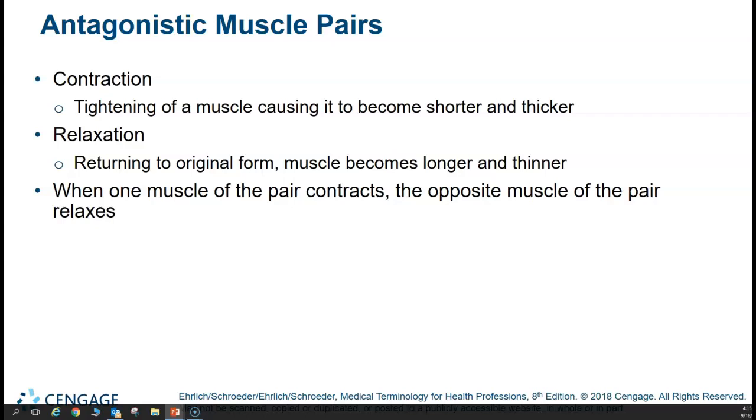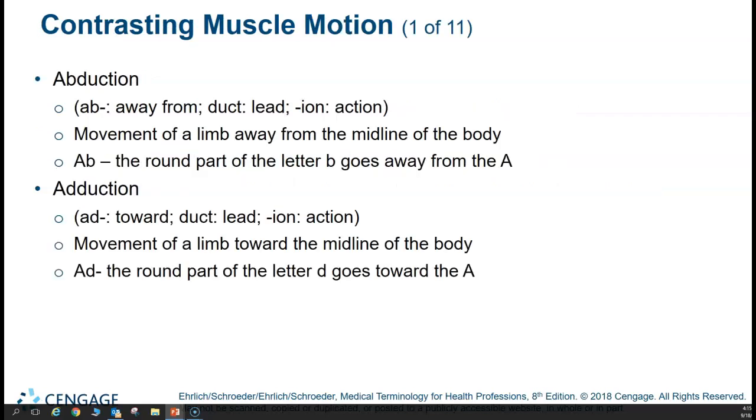Some of the terminology that we've heard already, this is kind of a review from chapter 2. Abduction. Ab means away from, so when we move the limb away from the midpoint of the body, that's called abduction. The easiest way I remember this is if you look at the prefix AB, the round part of the letter B goes away from the letter A. And that's how I remember the difference between ad and ab, because ab is away from.